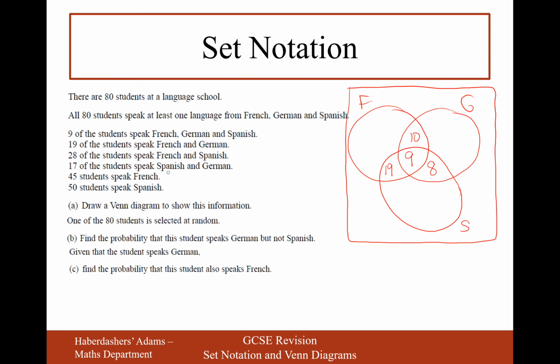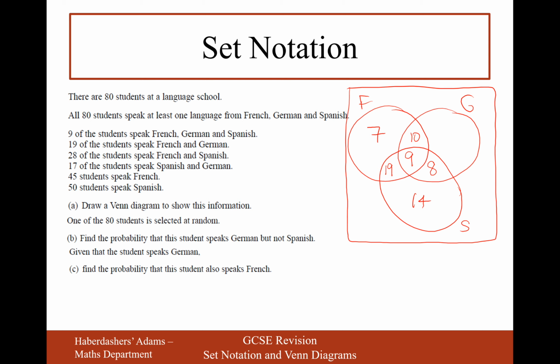45 students speak French, so grab a calculator. 45, take away these other 3 numbers, 19, 9, and 10. So we have seven that just speak French. 50 students speak Spanish, so 50 take away 19, take away 9, take away 8. That gives us 14 Spanish speakers. And we have 80 students in the language school. All students speak at least one of the three languages. So it's going to be 80 take away all of these numbers.